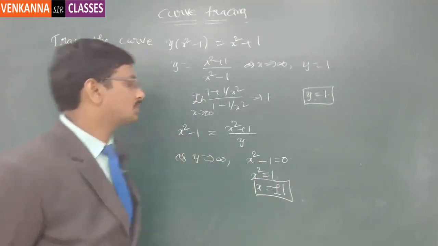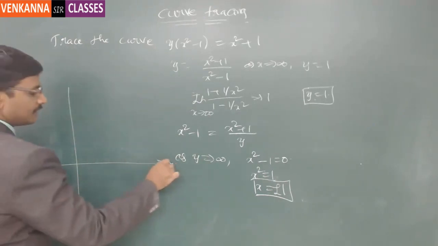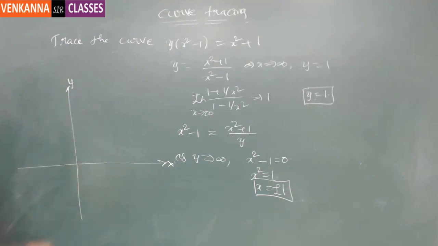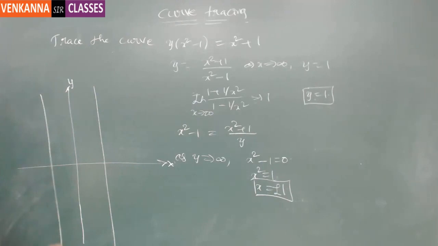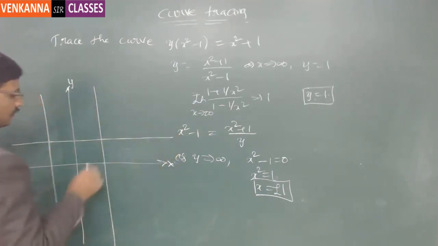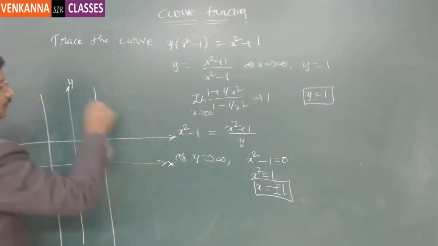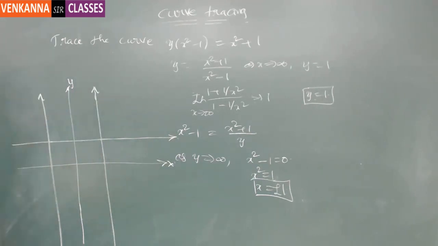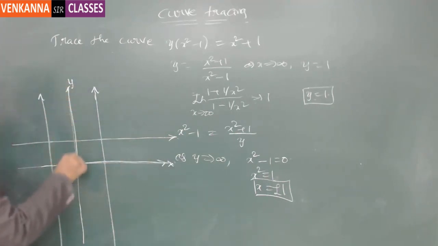All these 3 asymptotes: this is the coordinate axis, this is the x axis, and this is the y axis, and then x is equal to plus or minus 1. Let us say this is one asymptote, this is another asymptote, and y is equal to 1 is this asymptote. So this is one asymptote, this is one asymptote, and this is one asymptote. Now this is the x axis for us, and this is the y axis for us.